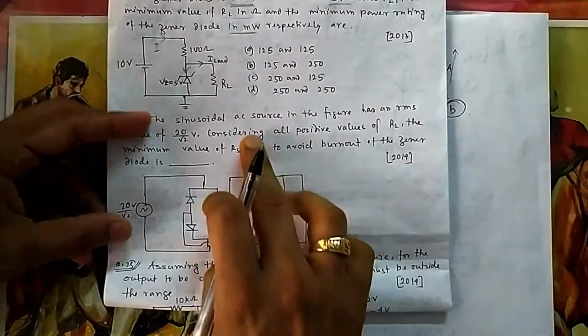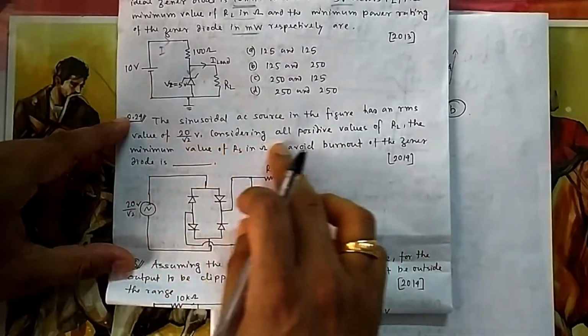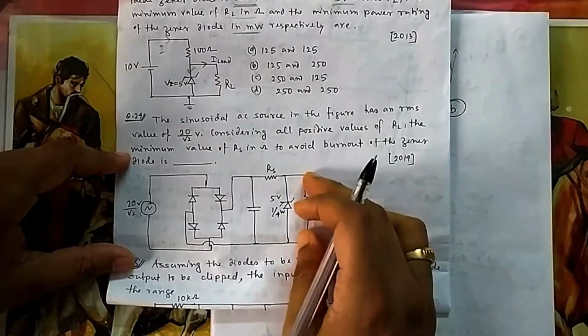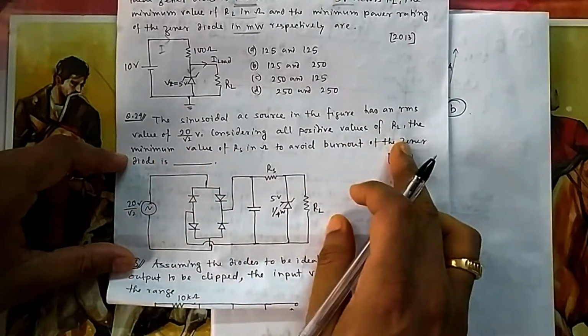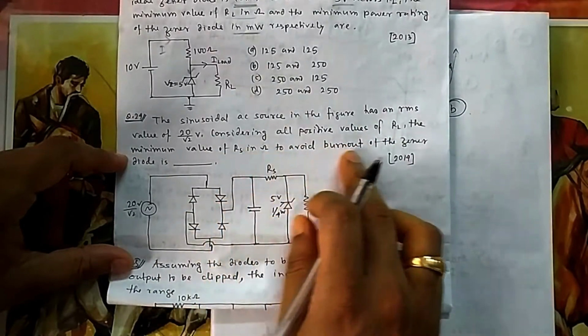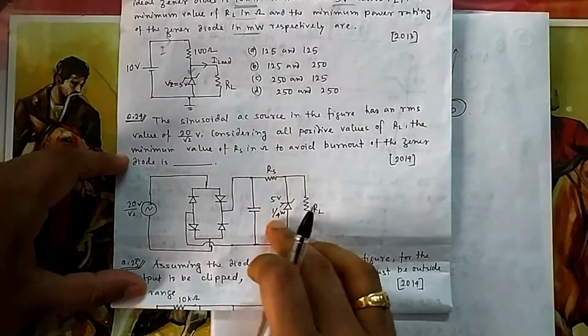What they are asking in 24: a sinusoidal AC voltage has an RMS value of this. Consider all positive values of RL. What is the minimum value of RS in ohm to avoid the burnout of the Zener diode? The Zener diode should not burn out.